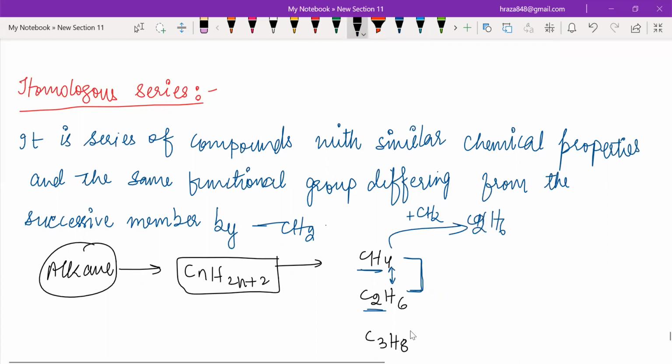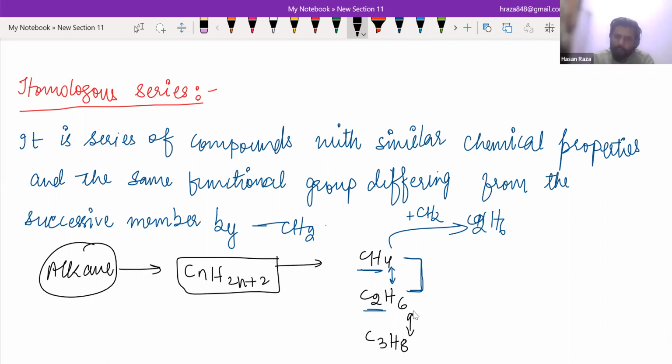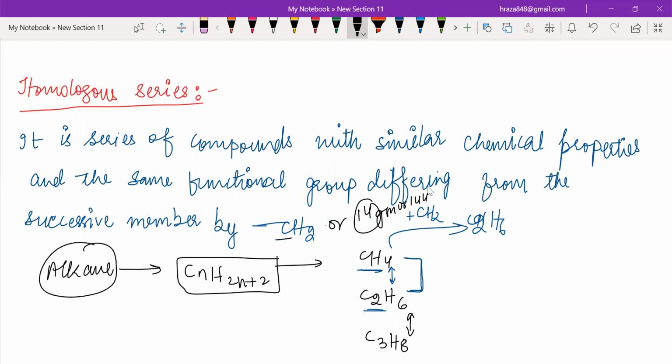So the main point is that a homologous series is a series of compounds with similar chemical properties because they belong to the same family, in which the successive members differ by the group CH2, or you can say they differ by a molecular weight of 14: carbon is 12 and hydrogen is 1 plus 1, that is 14 gram or 14 u. Okay, is that clear?